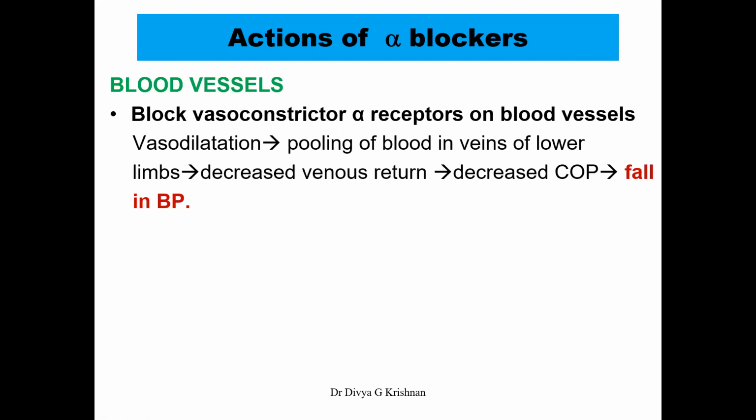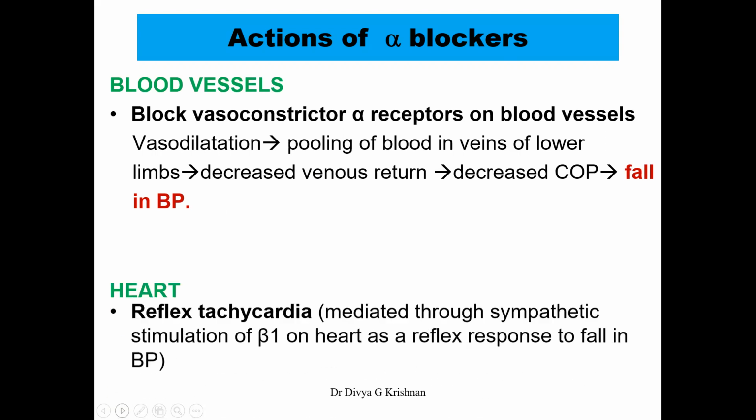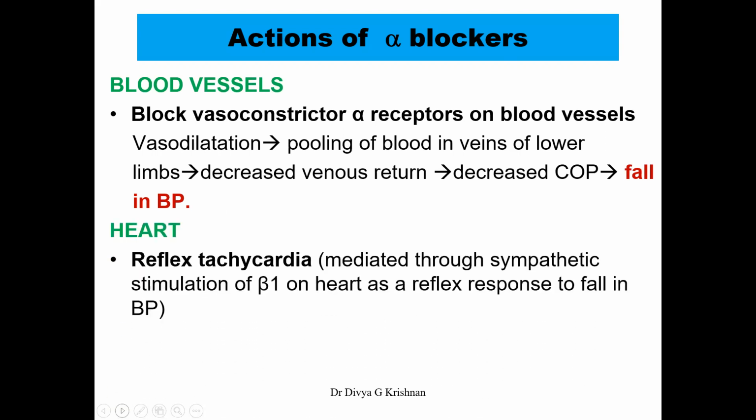So this is the main action of alpha blockers on the blood pressure. It causes a fall in the blood pressure. And I've told you already the explanation of how it is causing the fall in the BP. Now, on the heart, it causes reflex tachycardia. This reflex tachycardia occurs as a reflex response to the fall in the BP.